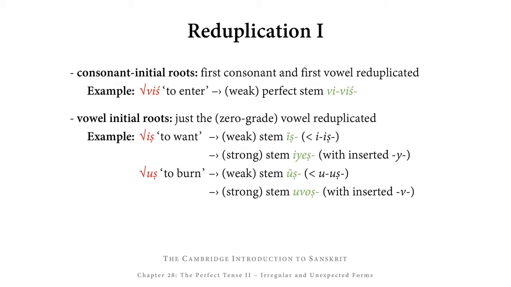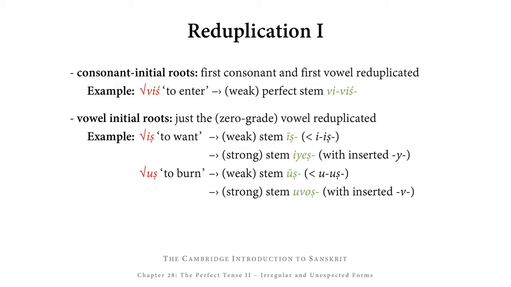However, whenever a root begins with a vowel, there is no initial first consonant that we can reduplicate, and we reduplicate only the initial vowel, and specifically we reduplicate this vowel in the zero grade. So, for example, of ish, to want, the reduplicative syllable would be i. Of ush, to burn, the reduplicative syllable would be u.